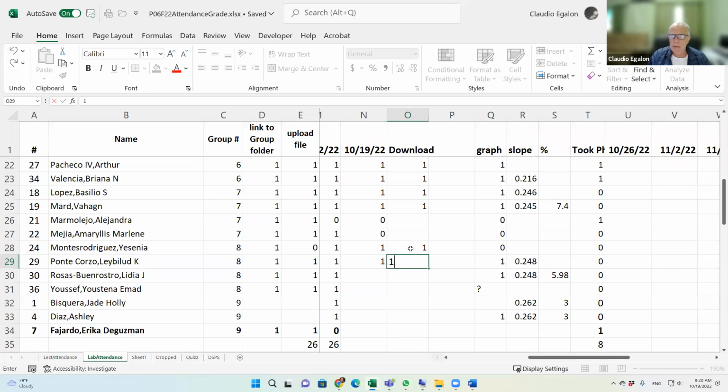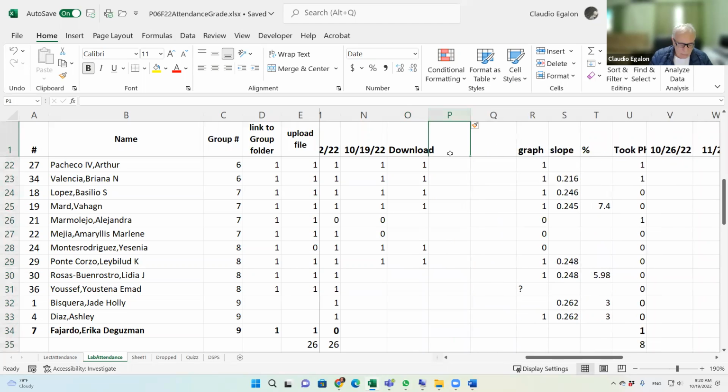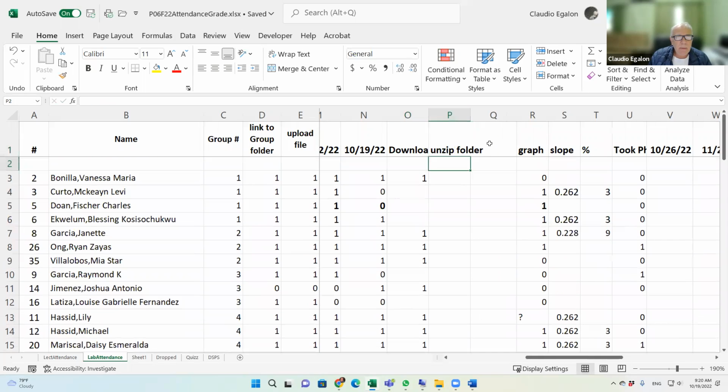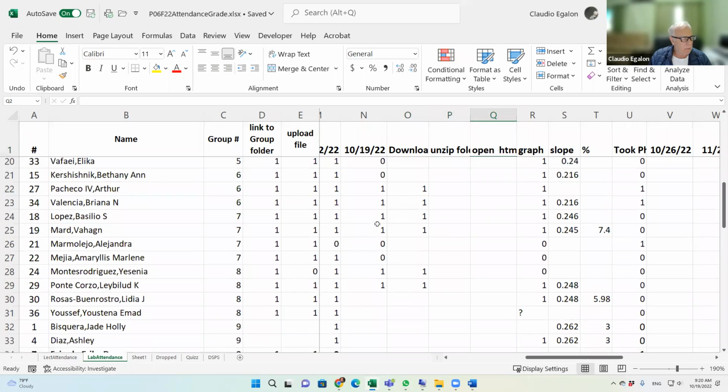We're gonna do that together, just checking in advance with you. So here you go. Yeah, okay, good. So unzip the folder, right? Those are the steps that you have to do. Open the HTML file.